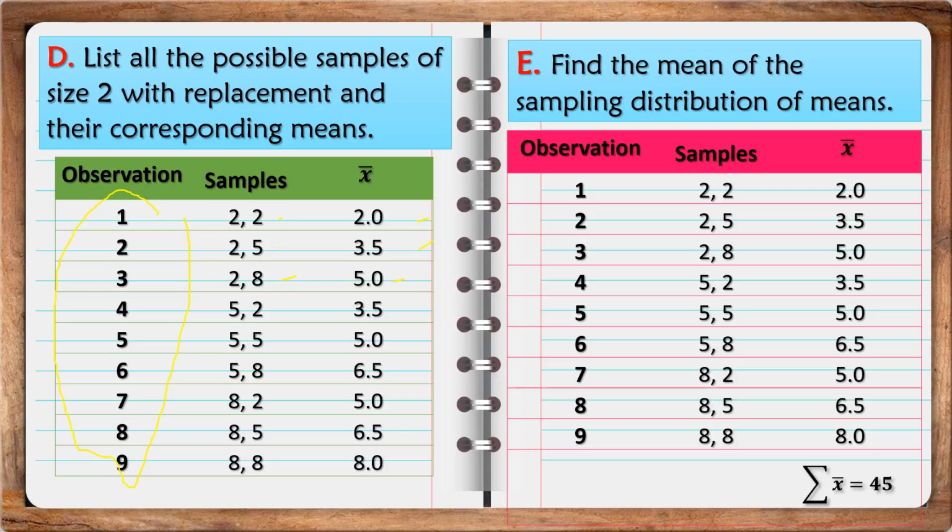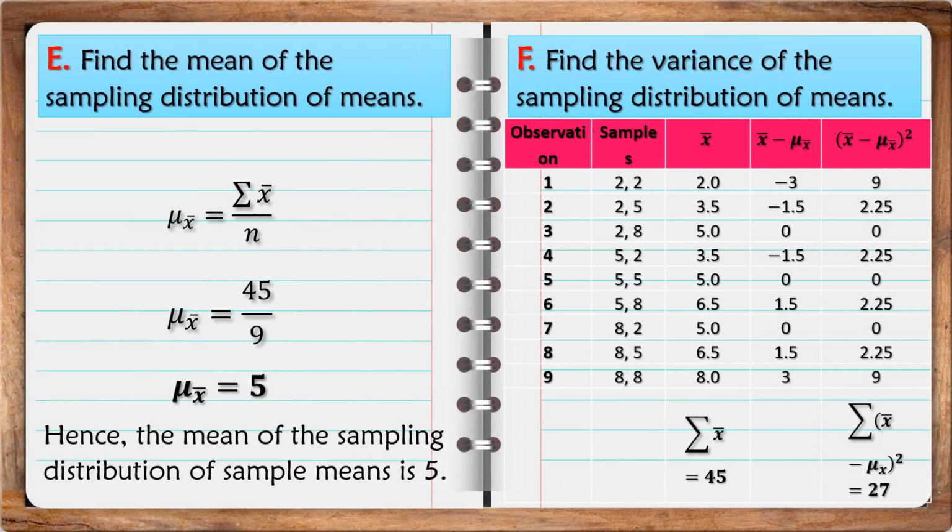Now, find the mean of the sampling distribution. With this, we are able to get 45. The summation of the means is 45. Find the mean of the sampling distribution of means. Based on the given formula, summation of the means over n. As we have a while ago, we have 45 over 9, because we have 9 observations. So 45 over 9, that is 5. Therefore, the mean of the sampling distribution of the sample mean is equal to 5.